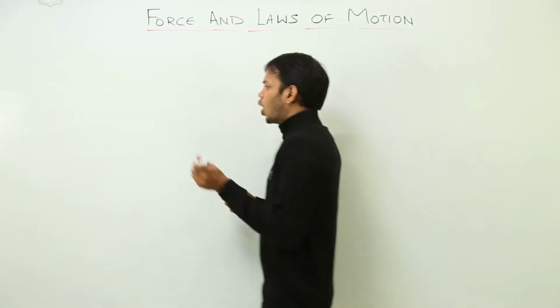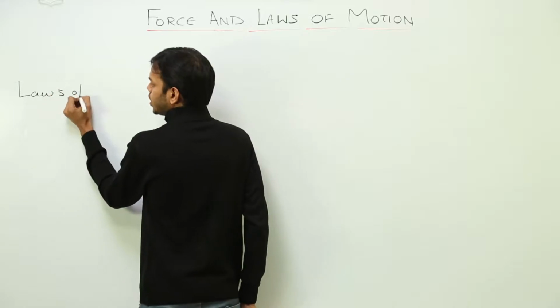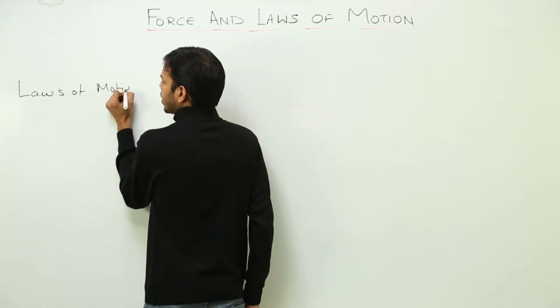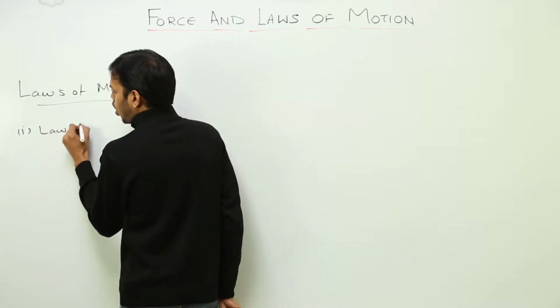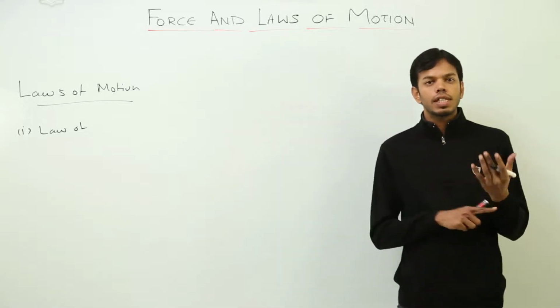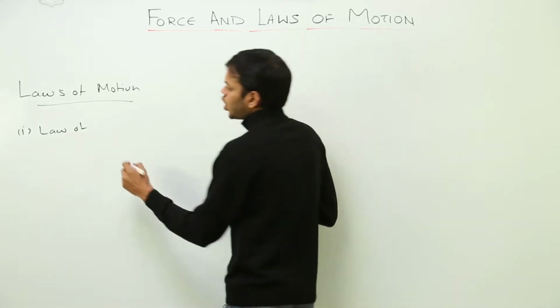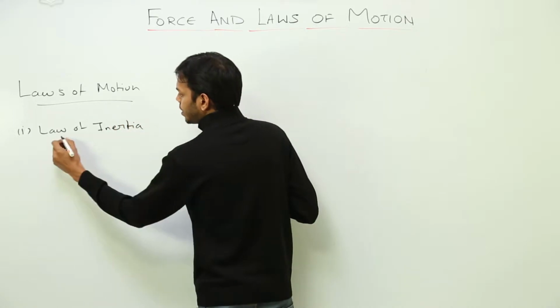So starting with laws of motion, these are called Newton's laws of motion. There are three laws. The first one is also called the law of inertia; otherwise the normal names are Newton's first law of motion, Newton's second law, Newton's third law. But the first law is also known as the law of inertia because of its statement.